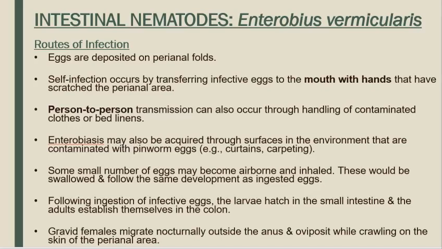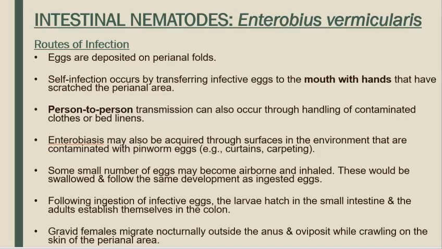Eggs are deposited usually in the perianal folds. You can have self-infection that occurs by transferring eggs to the mouth from the hands if a patient has been scratching the perianal area. You can have person-to-person transmission that can occur through handling contaminated clothing or bedding. You can have enterobiasis infections. This is an infection of pinworms that may also be acquired through surfaces in the environment that are contaminated with the pinworms. Surfaces include carpeting, things like that, maybe even curtains.